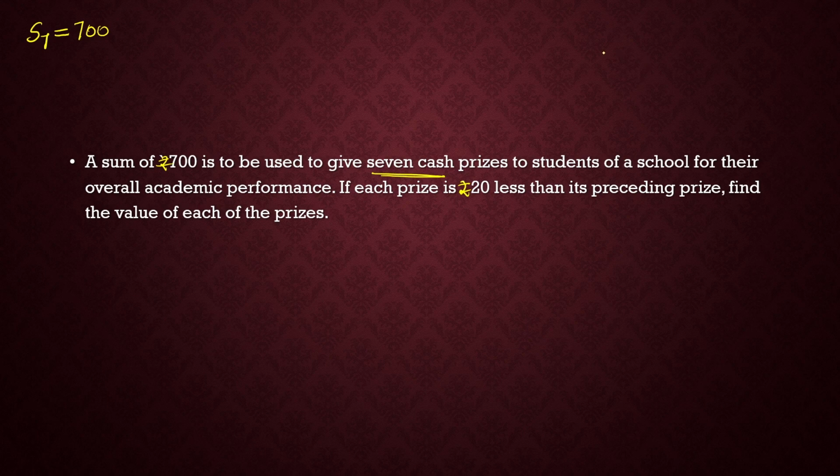Let me consider that for the first person, the first topper, if I give an amount, say a, then for the second person, I'll reduce the cash prize by rupees 20. So it will be a minus 20. For the third person, again this amount will get reduced. So that becomes a minus 40. So what do you observe from this question? If the first term is a, then the common difference is equal to how much? Is it 20? No, it is minus 20, because it is decreasing.